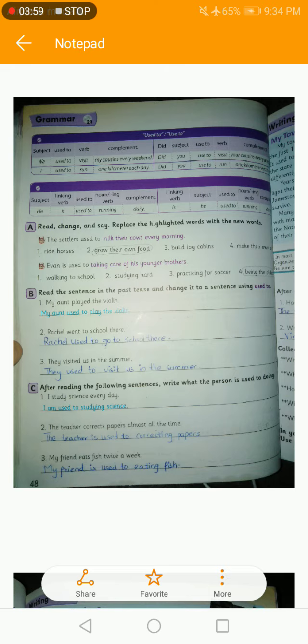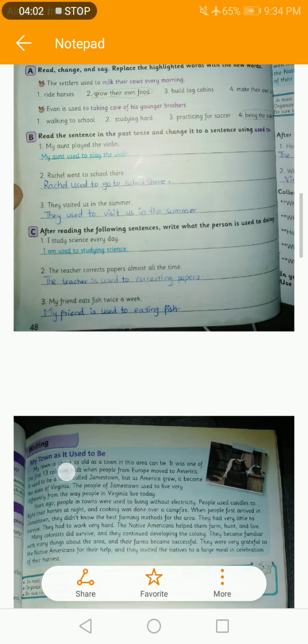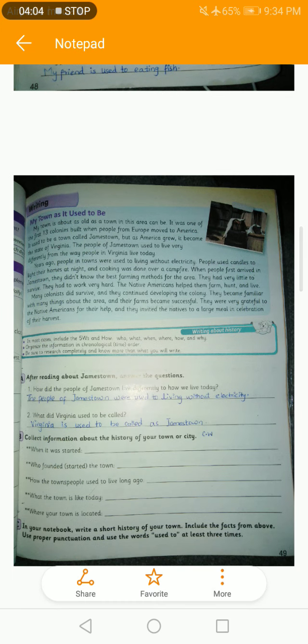Now come to page number 49. In 49 we have the writing portion, and today is writing about history. So we have an example: the history of the town. My town as it used to be.